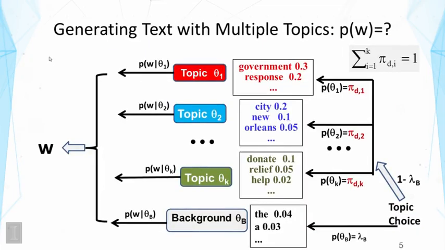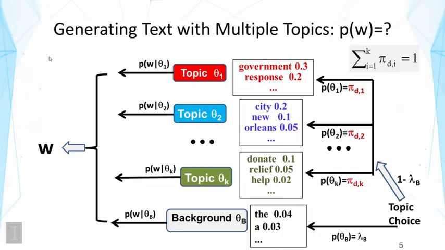So the idea of PLSA is actually very similar to the two-component mixture model that we have already introduced. The only difference is that we're going to have more than two topics. Otherwise, it's essentially the same. So here I illustrate how we can generate the text data with multiple topics. And naturally, in all cases of probabilistic modeling, we would want to figure out the likelihood function. So we will also ask the question, what's the probability of observing a word w from such a mixture model?